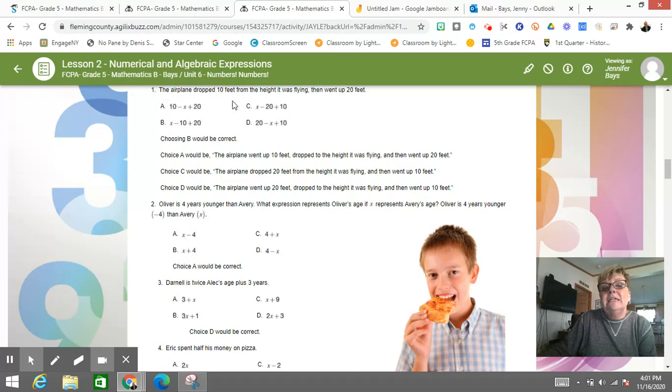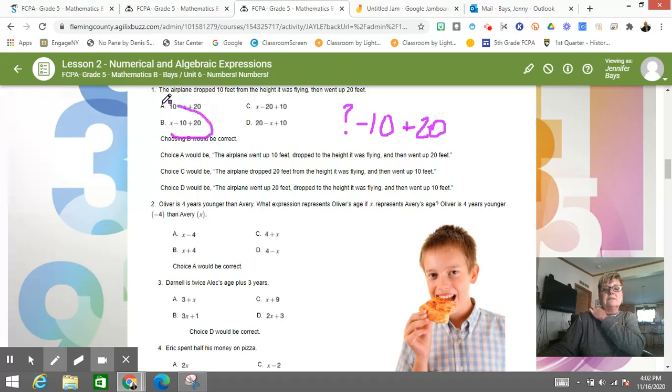Look at this choice. The airplane dropped 10 feet from the height it was flying, and then it went up 20 feet. Well, how high was it flying to start with? We don't know. That's our variable. Our variable, and then it dropped 10 feet. So minus 10. So our variable, it dropped 10 feet, and then it went up 20. So x minus 10 plus 20.